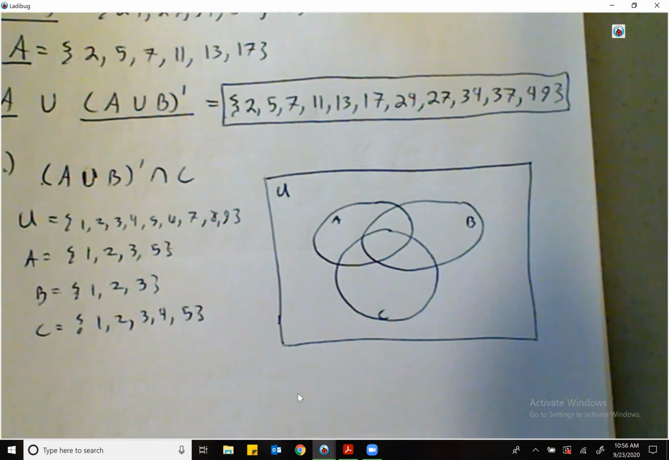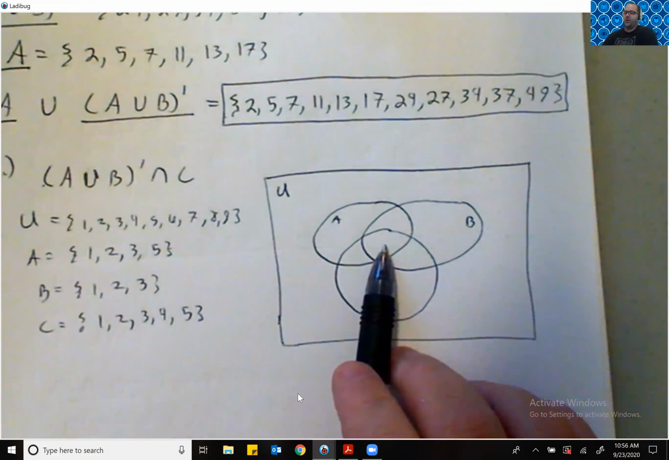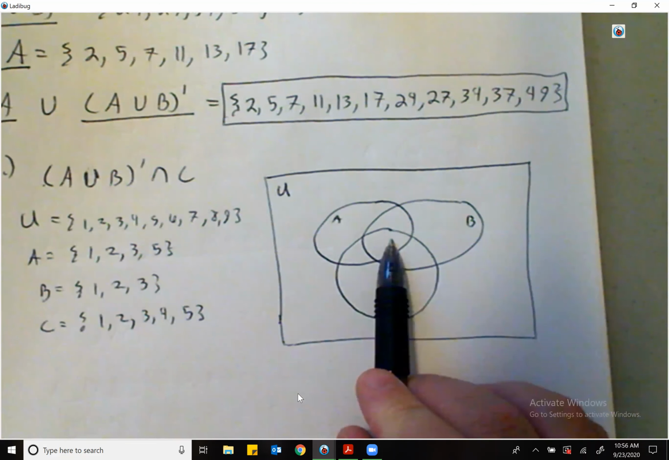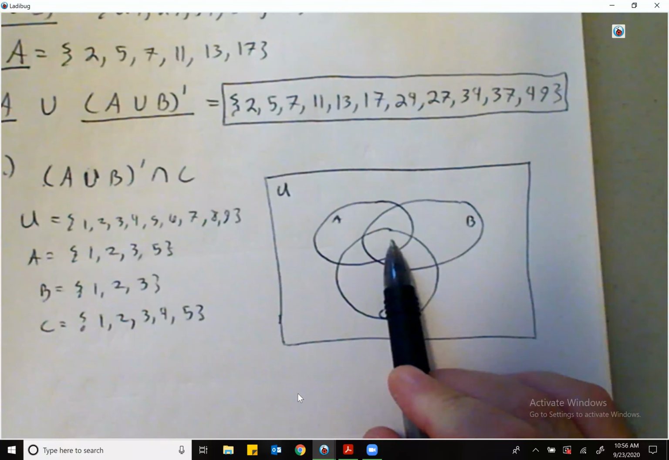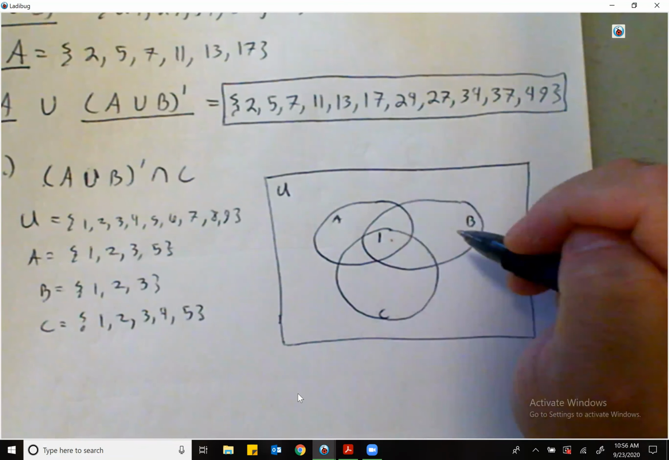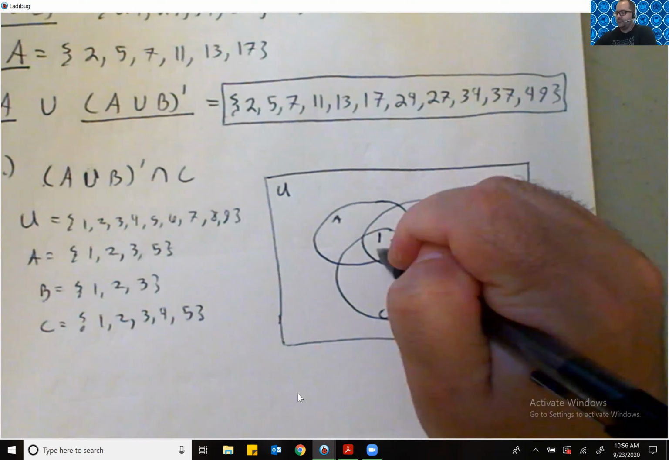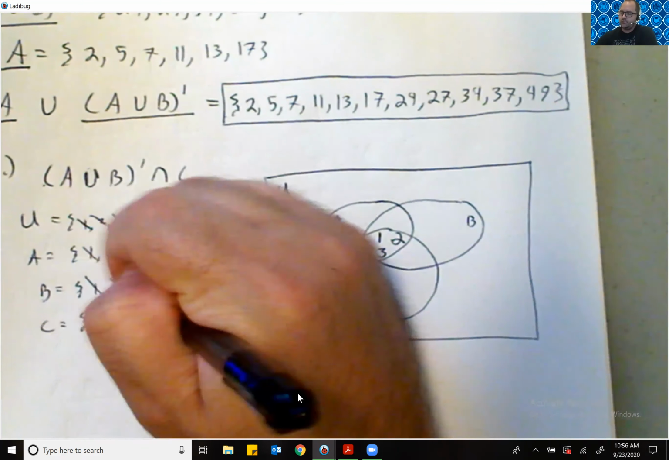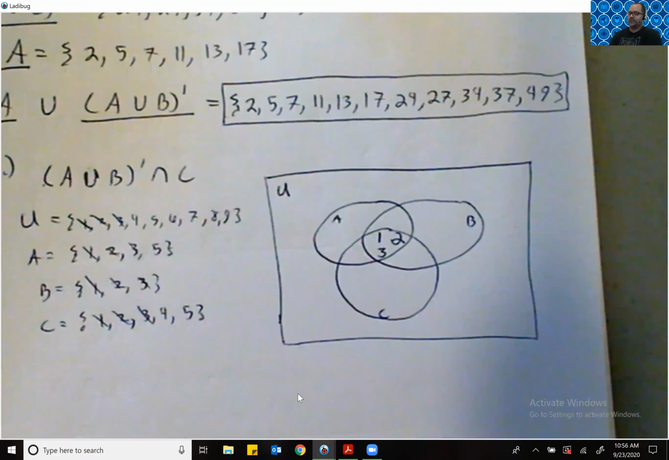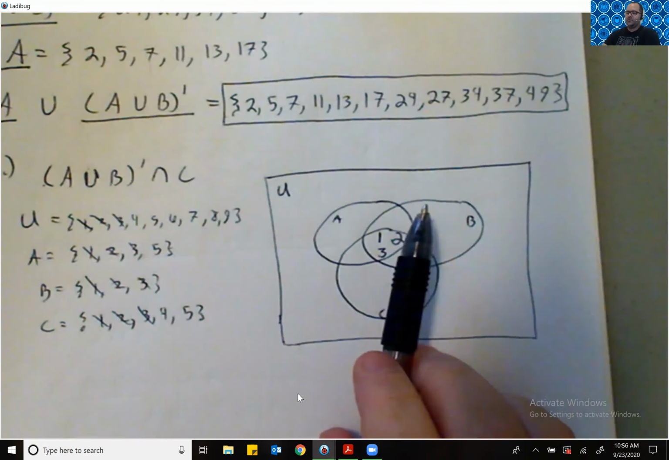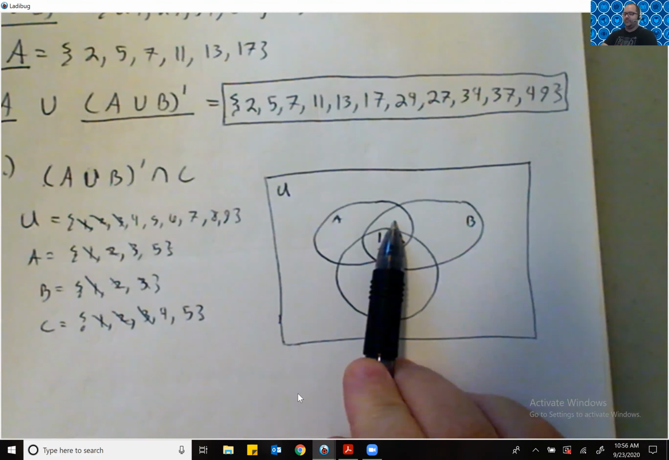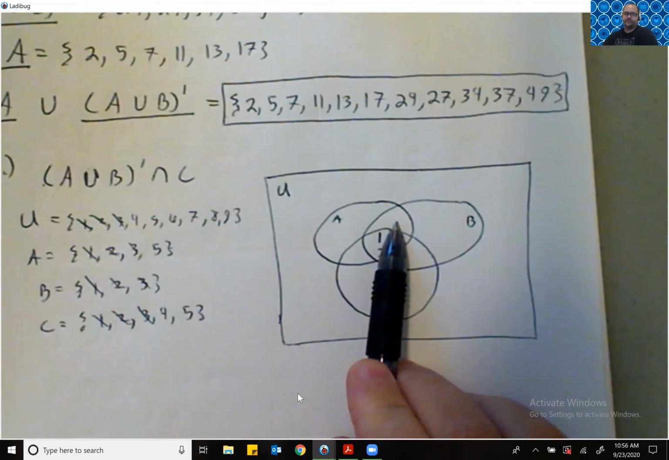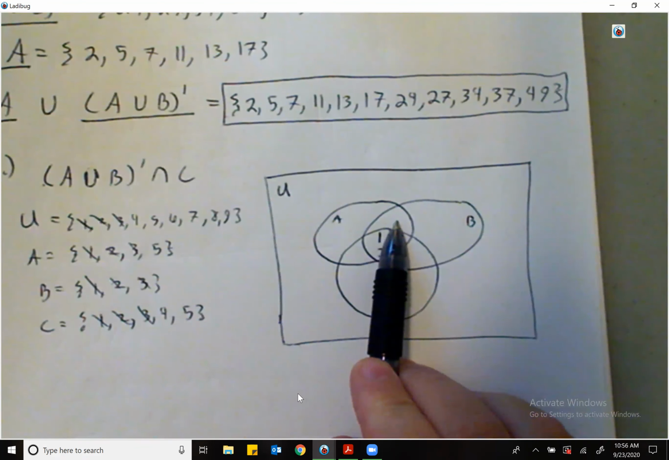Nothing changes. So in the middle, I want what all 3 of these A, B, and C have in common. 1. Anything else? 2. Anything else? 3. So cross off the 1, 2, and 3. They're all gone. Can't use them again. So now, this is all about what do A and B have in common. Anything? No. So you move on.